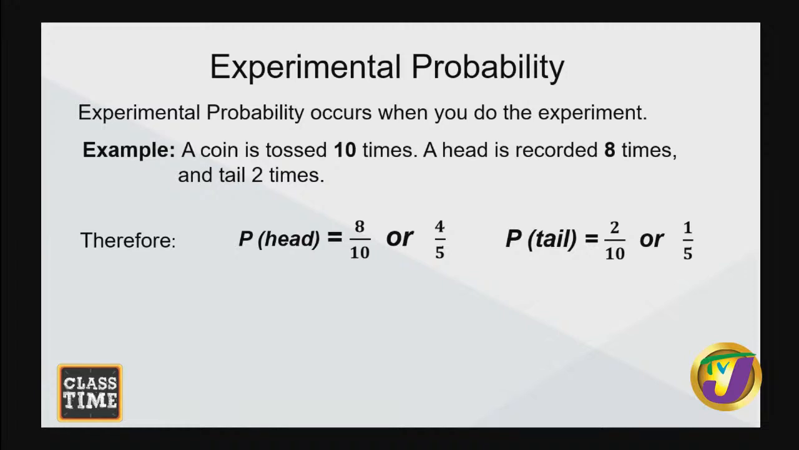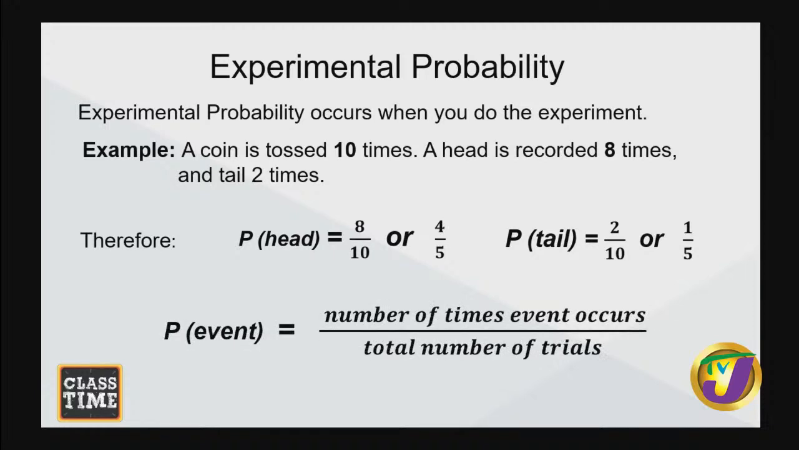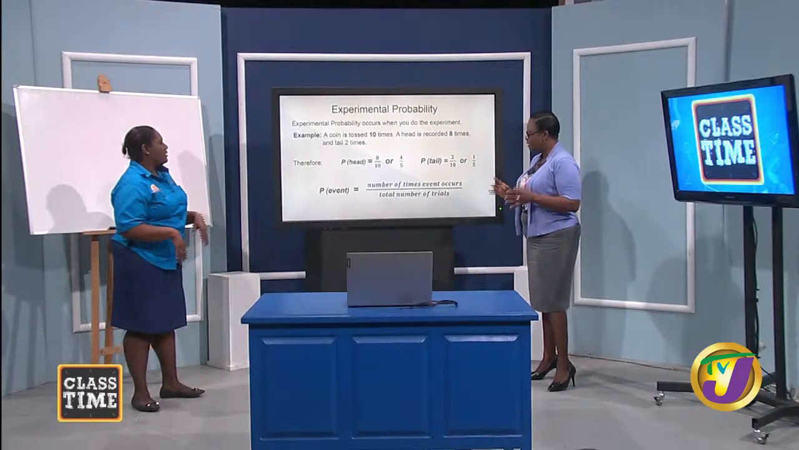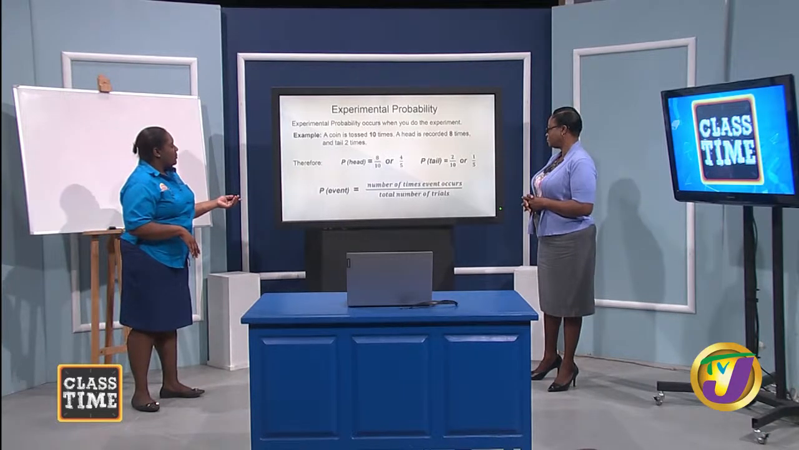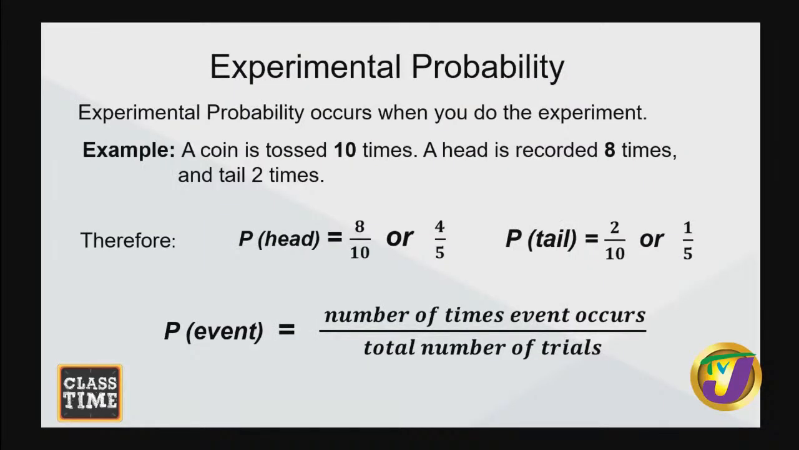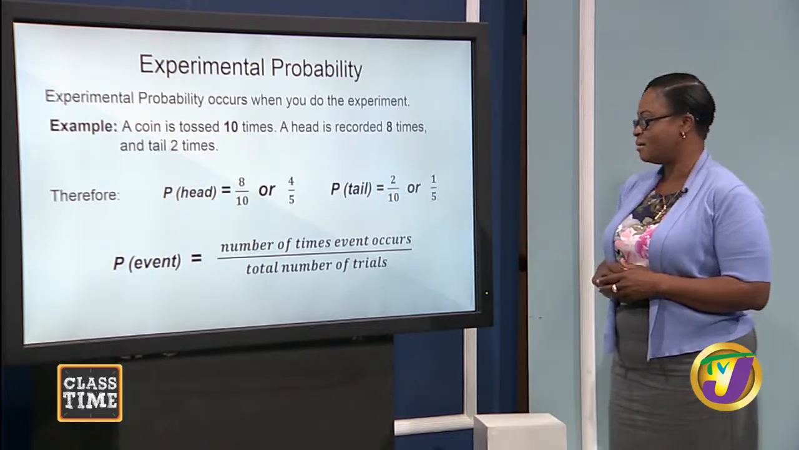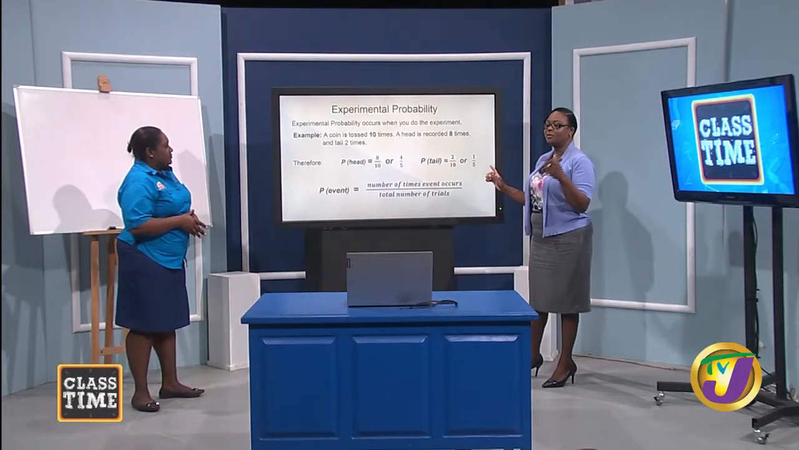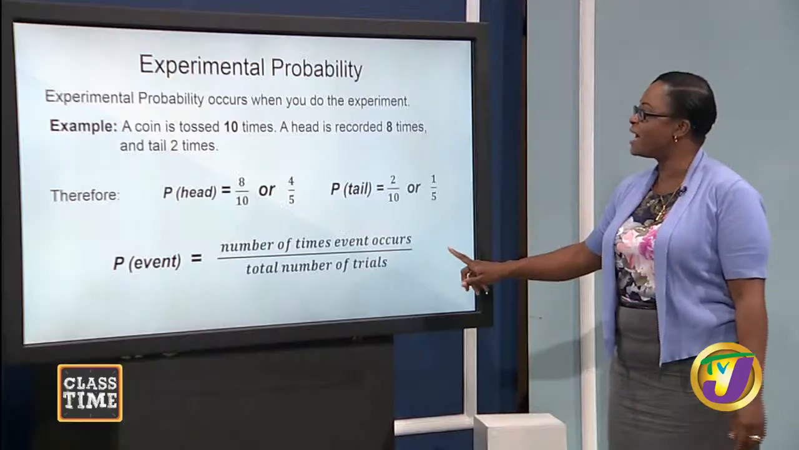Expressed by this formula, a generalized formula: the probability is the number of times the event occurs, 8 in this case, out of the total number of trials, which would have been 10. It works for both. Remember, this is just a recap.